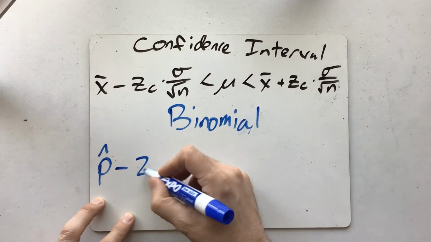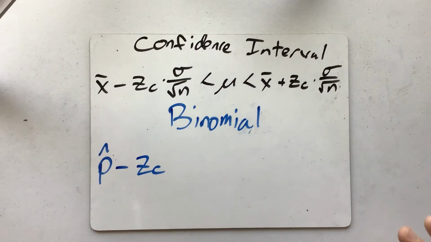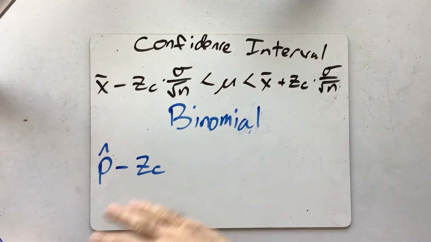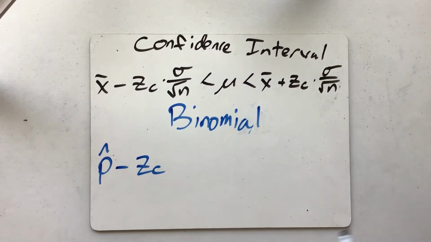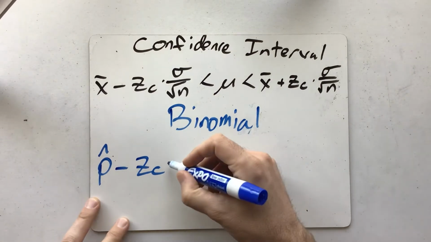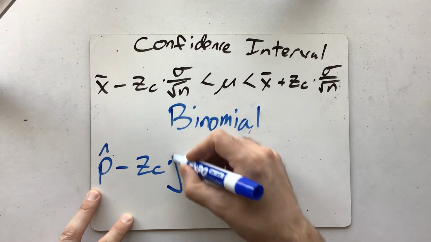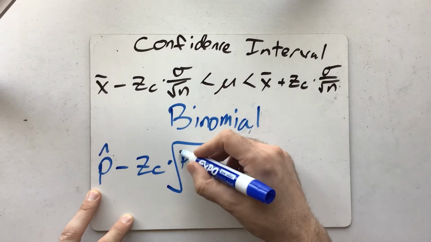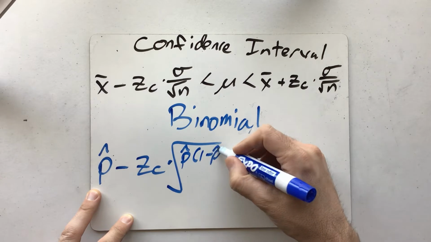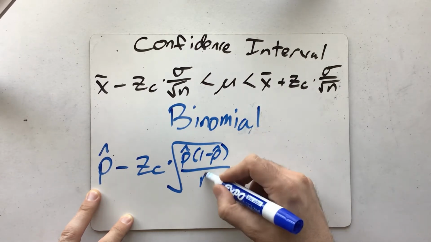We're still going to use a z distribution because we know that for binomial data, it takes a really nice normal distribution after you do enough samples. Now, instead of our standard deviation over the square root of n, that's where we're going to make a change. And our change is going to look like this: p hat times 1 minus p hat over n.